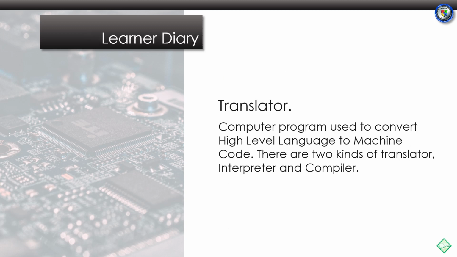Here is a definition to start us off. Translator. A translator is a computer program used to convert high-level language to machine code. There are two kinds of translator, interpreter and compiler. We'll learn about these later in the lesson.